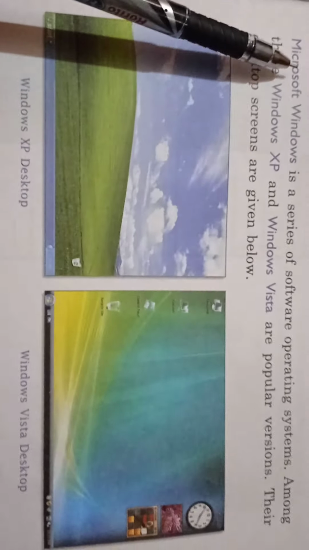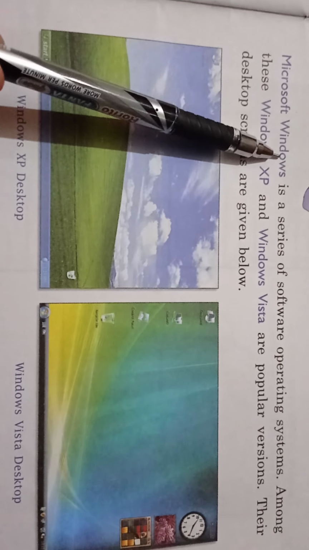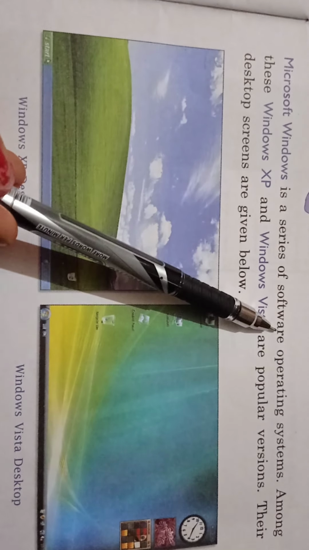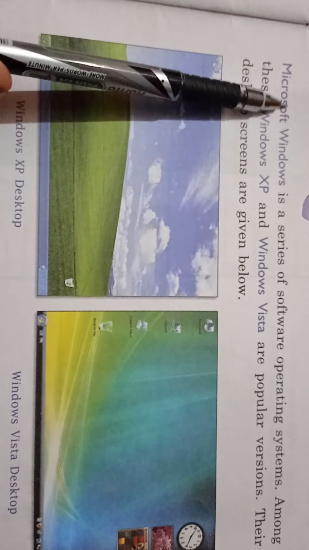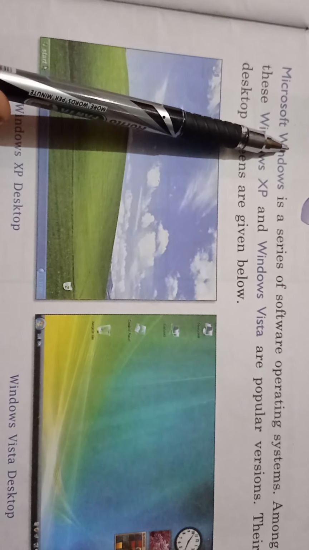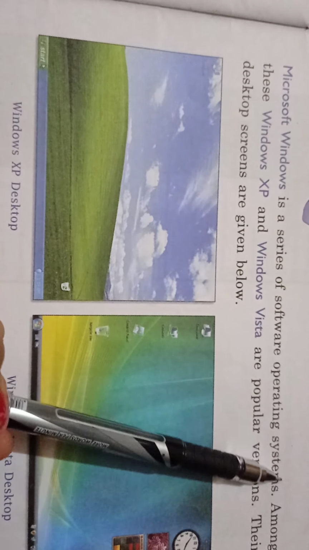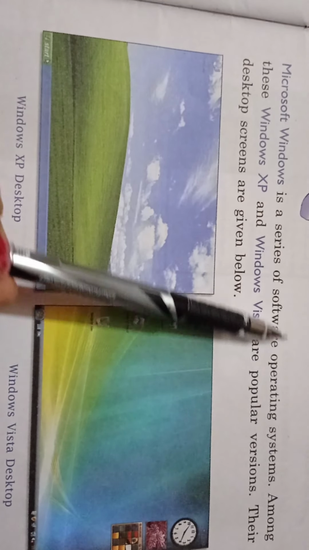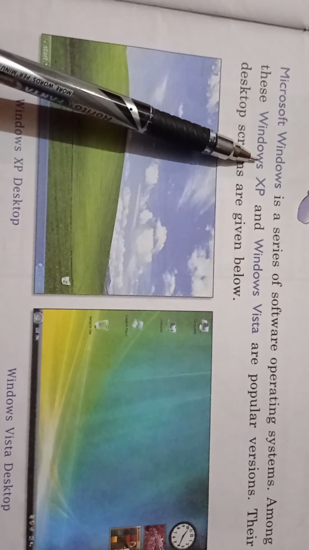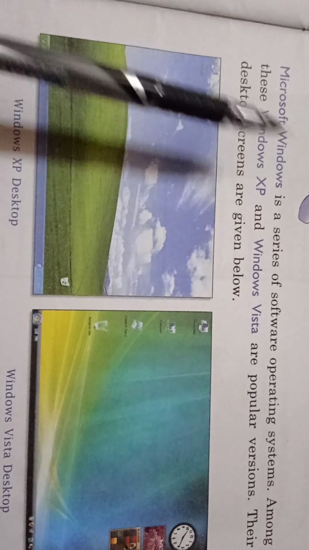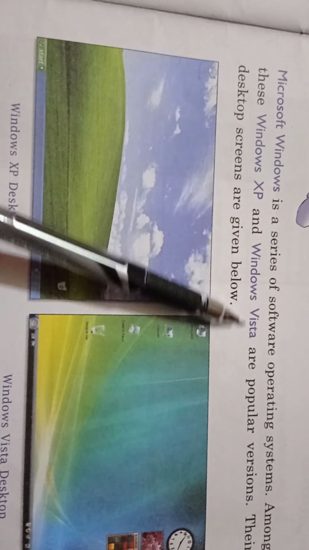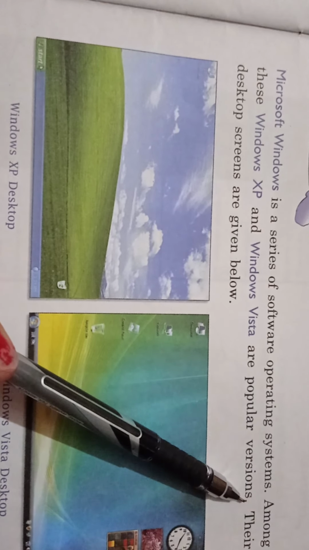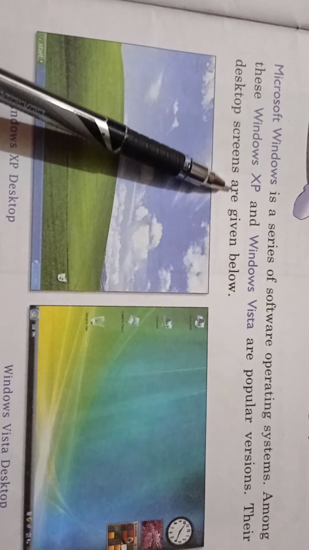Now next, Microsoft Windows is a series of software operating systems. What is Microsoft Windows? It is a series of software operating systems. Among these, Windows XP and Windows Vista are popular versions. Their desktop screens are given below.